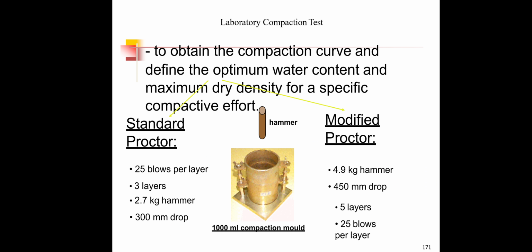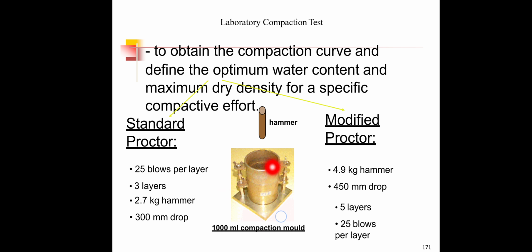To obtain compaction in a laboratory, we have two different methods. One is the laboratory compaction method by standard Proctor test, and the other is by modified Proctor test. So this is a mold of soil sample where we can compact the soil. The mold with a collar has been fitted, and the soil sample is placed.